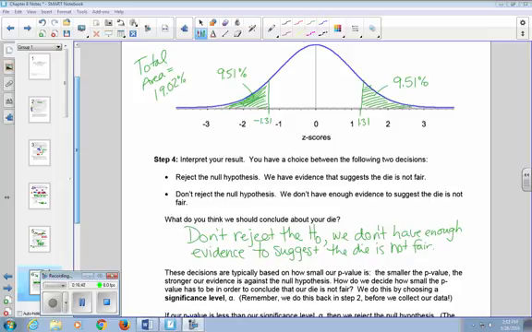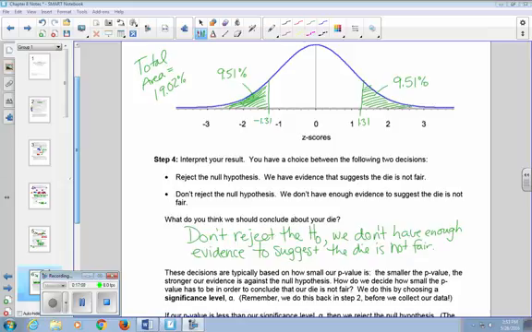So a couple of things. Keep in mind, we're not proving the die is fair or unfair. We're just saying what is more likely given our evidence. And we don't accept the null hypothesis. We just fail to reject it. We're not proving the null hypothesis is true. We just have a lack of evidence to refute it. Not enough evidence to refute it.